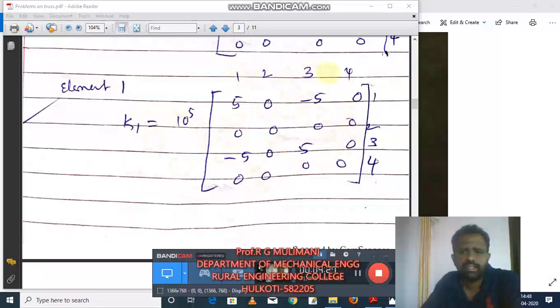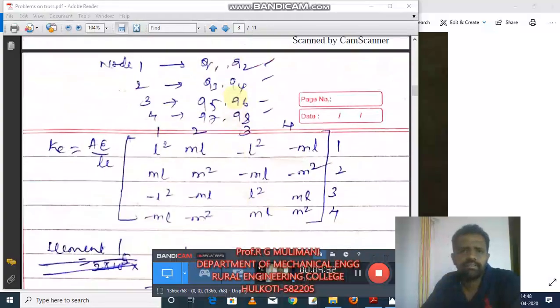What are these 1, 2, 3, 4? 1, 2, 3, 4 are the degrees of freedom for element 1. See here.